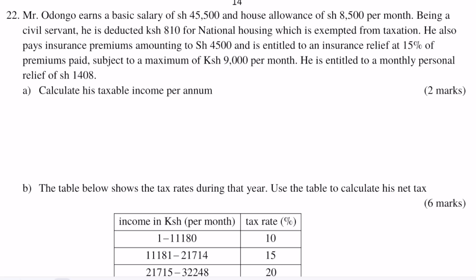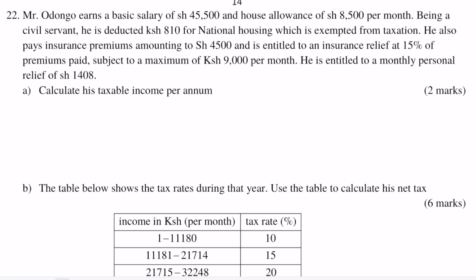Mr. Adongo earns a basic salary of 45,500 shillings and a house allowance of 8,500 per month. Being a civil servant, he is deducted 810 shillings for national housing, which is exempted from taxation. He also pays insurance premiums amounting to 4,500 and is entitled to an insurance relief at 15% of the premium paid, subject to a maximum of 9,000 shillings per month. He is entitled to a monthly personal relief of 1,408.